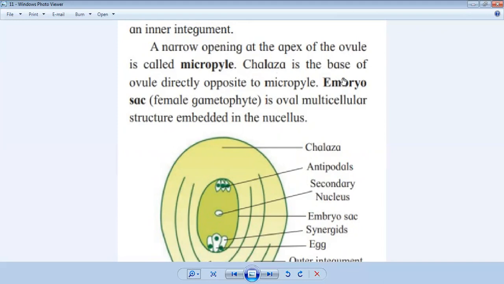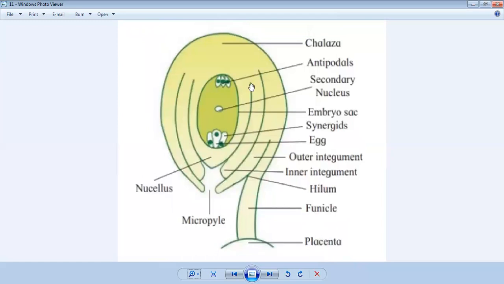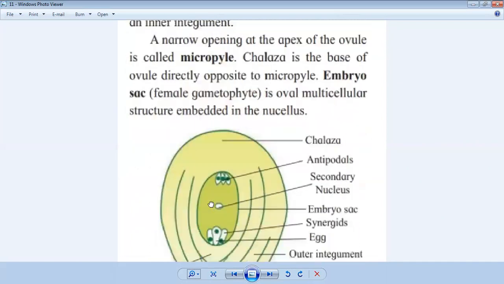Chalaza is the base of the ovule, directly opposite to the micropyle. ठीक है, chalaza जो होता है it is the base of the ovule. ठीक है, ये base होता है ovule का, which is directly opposite to the micropyle. ठीक है, means this end is the chalaza end or this part is the chalaza. ठीक है, chalaza जो होता है वो opposite होता है directly. It is directly opposite to the micropyle.